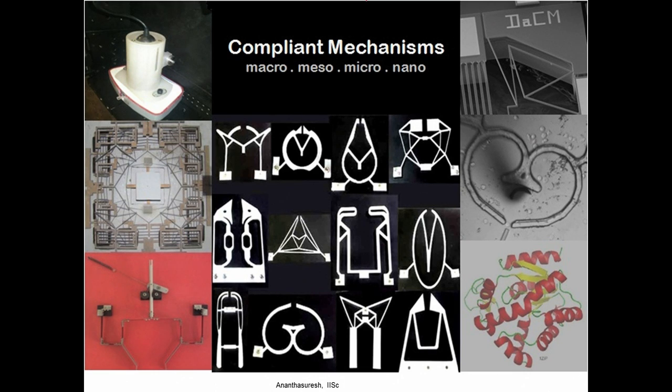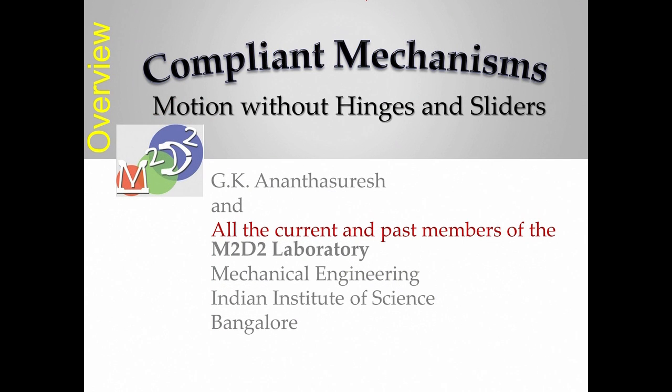And then also the nanoscale, for which I have shown proteins, which are also in a way compliant mechanisms, as you will appreciate once we understand what they are. In this lecture, we will have an overview, and the subtitle to compliant mechanisms is motion without hinges and sliders, and that summarizes what compliant mechanisms are. Without having joints such as hinges and sliders and other types, we can have mechanisms that do exactly the same thing as the conventional mechanisms would do.